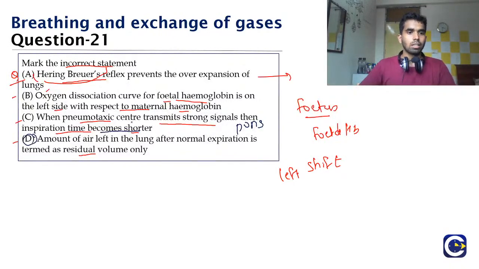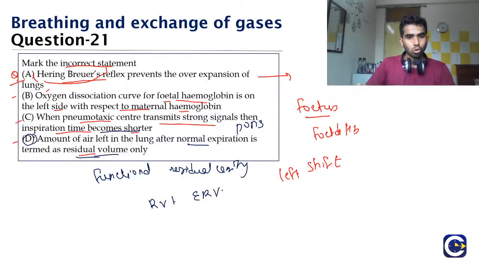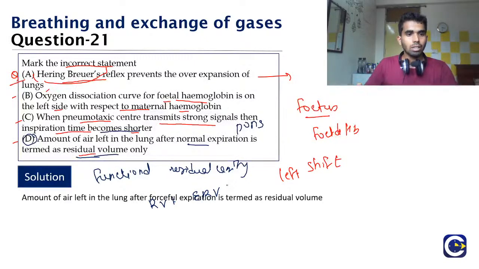And this is option D. We all know that the amount of air that is left in the lung after normal expiration is known as the residual volume. So the correct answer is option D. The amount of air left after normal expiration is termed the residual volume only. But it is not the residual volume only, it is the functional residual capacity, because after normal expiration residual volume is present plus expiratory reserve volume is also present, isn't it? And that is why the correct answer is functional residual capacity.